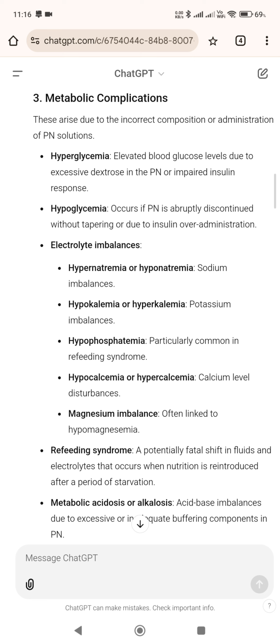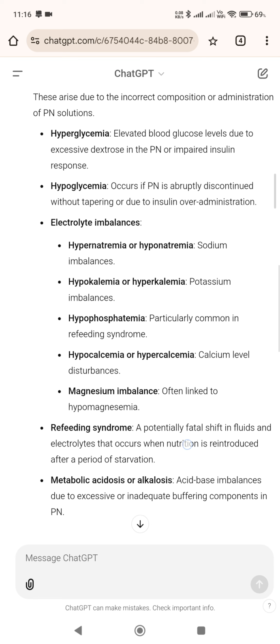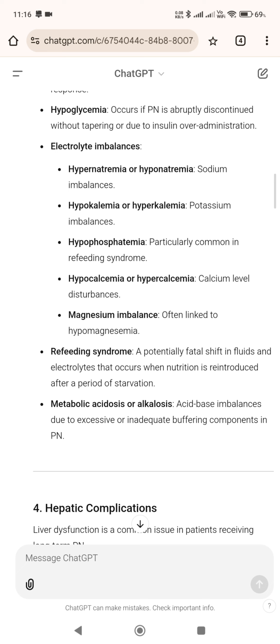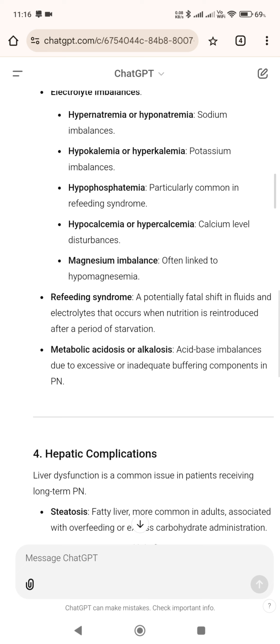Electrolyte imbalances: hypernatremia or hyponatremia, sodium imbalances; hypokalemia or hyperkalemia, potassium imbalances; hypophosphatemia, particularly common in refeeding syndrome; hypocalcemia or hypercalcemia, calcium level disturbances; magnesium imbalance, often linked to hypomagnesemia. Refeeding syndrome is a potentially fatal shift in fluids and electrolytes that occurs when nutrition is reintroduced after a period of starvation. Metabolic acidosis or alkalosis: acid-base imbalances due to excessive or inadequate buffering components in PN.